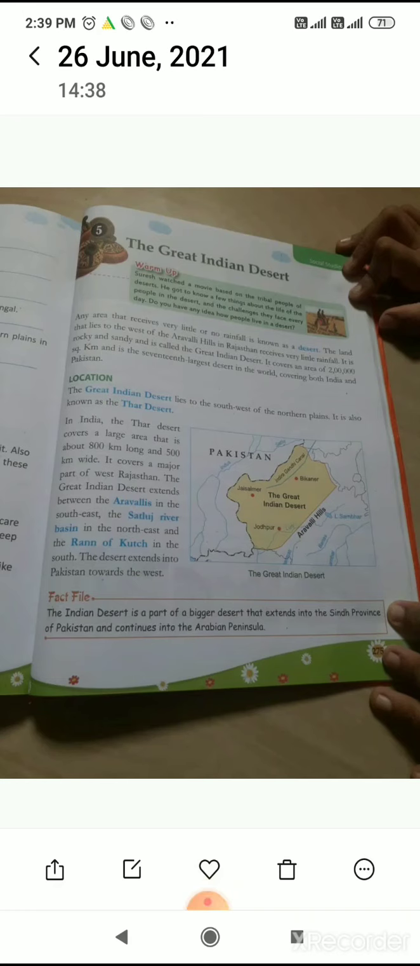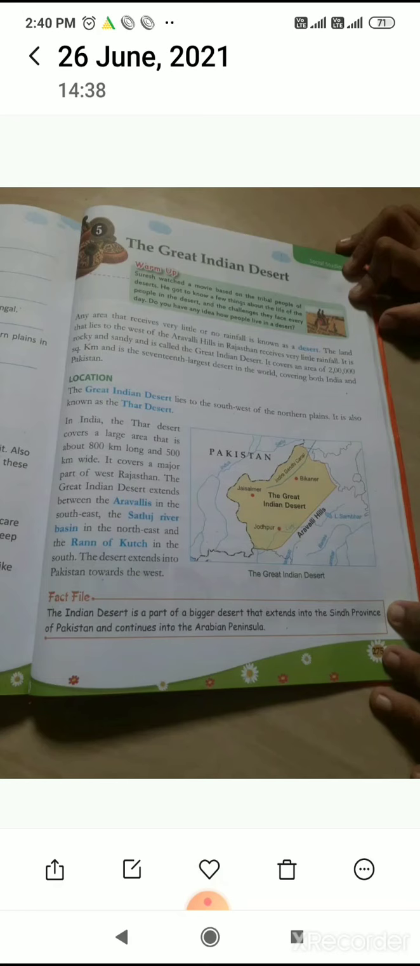Today we are going to start with chapter number 5, The Great Indian Desert. In this chapter, we are going to learn about the various Indian deserts like the Great Indian Desert and also its location in India. Any area that receives very little or no rainfall is known as desert.